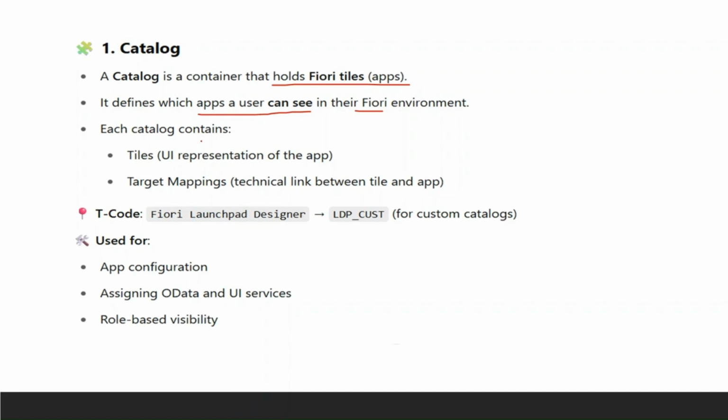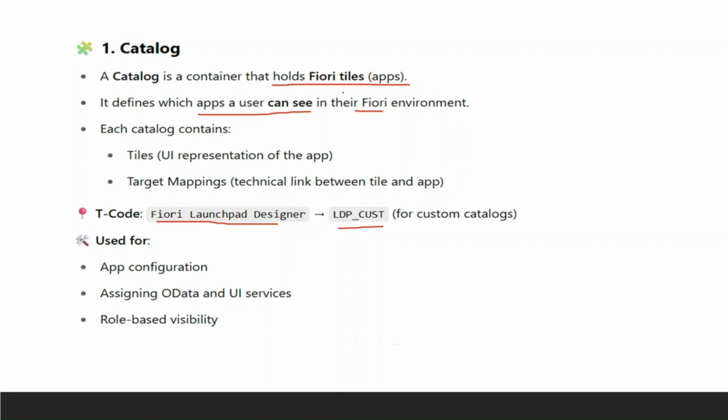We can use the T-code LPD_CUST for configuration of a catalog. Otherwise, you can also do it directly from Fiori Launchpad Designer. I will show that. So, inside this catalog, we define those tiles, and thereafter there are certain properties, like we can provide an icon. If you want to provide a custom icon on that tile, we can add that as well. And thereafter, we define tiles and link them to the application using target mapping.